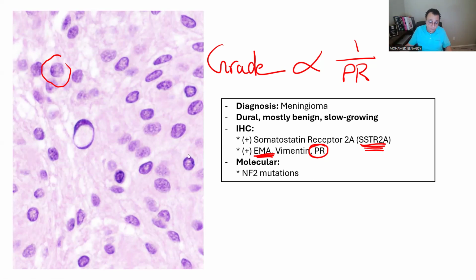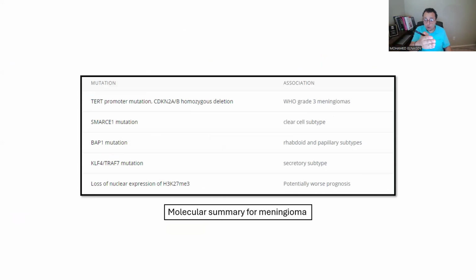So this means that we're dealing with a high grade meningioma. Molecular testing is now getting very famous in meningiomas. The most common molecular mutation is NF2, but you have a whole bunch of molecular mutations that might exist in higher or lower grade meningiomas, as you see right here. What I need you to remember for your boards is the CDKN2A and N2B, which is a cyclin-dependent kinase mutation, and the TERT promoter mutation, which happen in grade 3 meningioma.